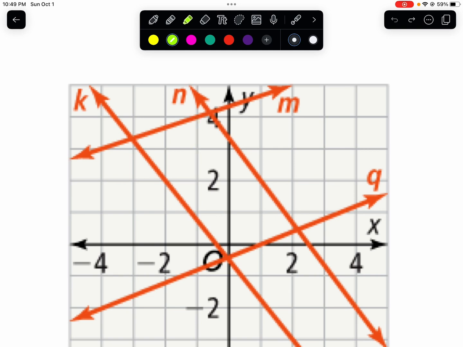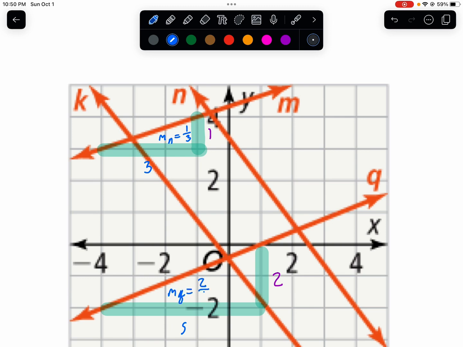I'm going to make this a little bit bigger and in a slightly different color. There's my slope triangle for that one. Here's my slope triangle for this one, M and Q. I don't know if those are parallel, but I do know that their slope triangles are a little bit different. Notice how this one goes up 1, this one goes up 2. This one goes over 5, and this one goes over 3. So the slope of line N is equal to 1/3, rise over run. But the slope of line Q is equal to 2/5.